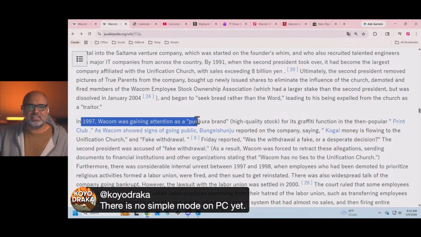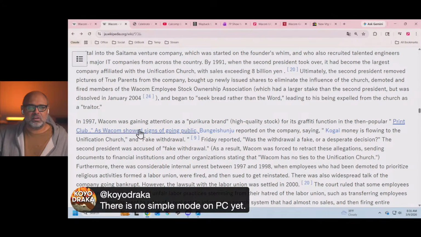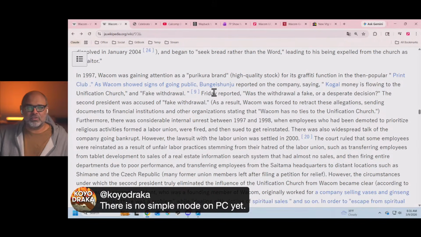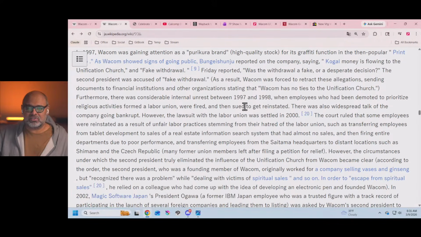1997, Wacom gaining attention as the Purukura brand, high quality stock for its graffiti function in the then popular Print Club. As Wacom showed signs of going public. Again, it's more Unification Church. This goes on and on about Unification Church.